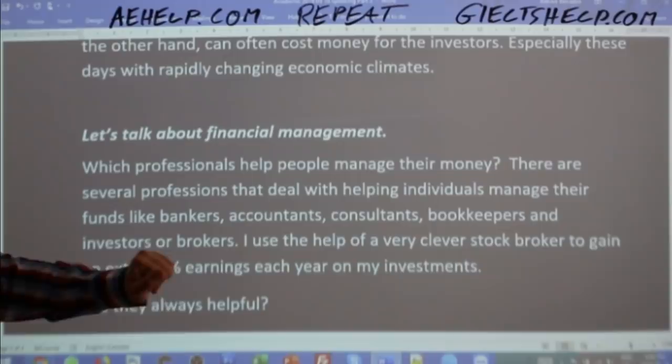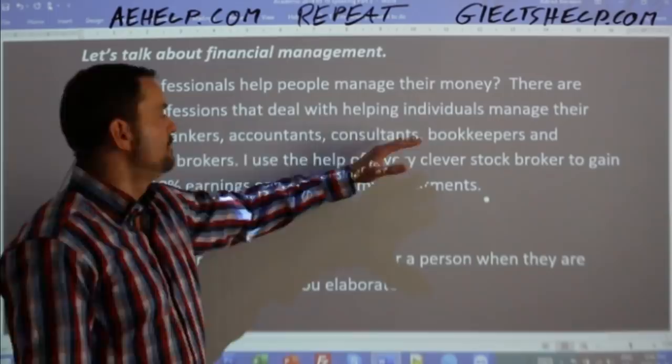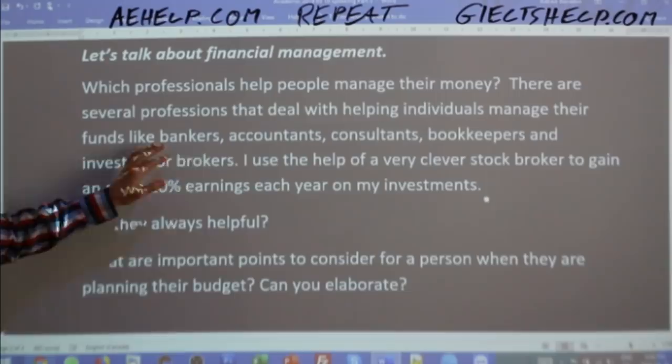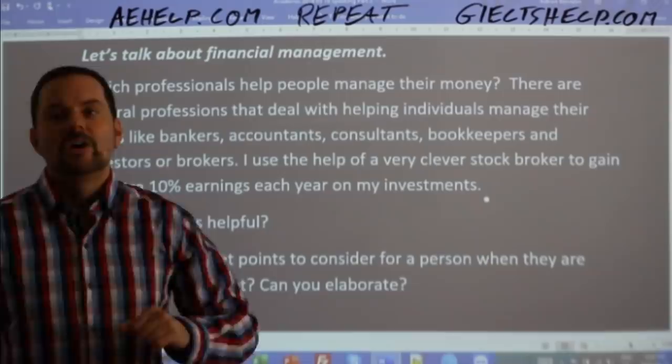Okay, all right, so repeat after me. Which professionals help people manage their money? There are several professions that deal with helping individuals manage their funds, like bankers, accountants, consultants, bookkeepers, and investors or brokers. I use the help of a very clever stockbroker to gain an extra 10% earnings each year on my investments.